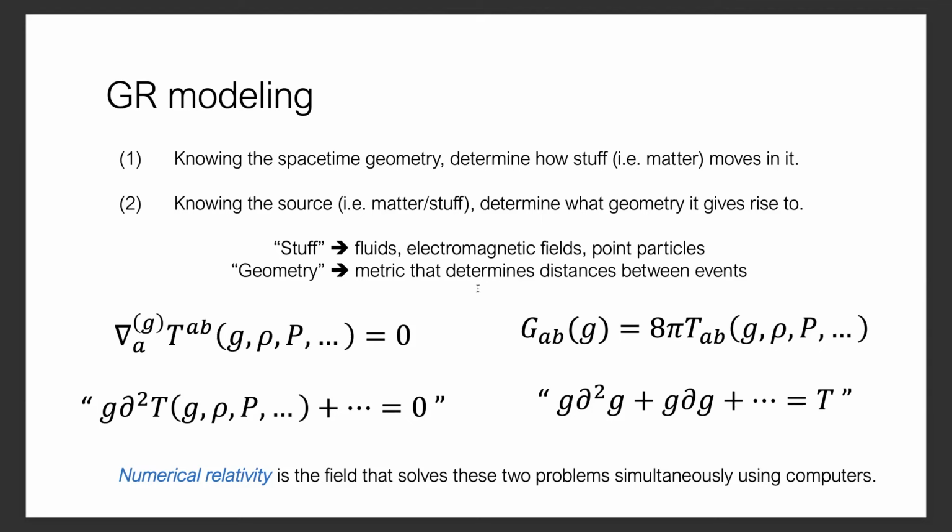By stuff and geometry here, stuff means basically all the matter fields you can think of. Typically, these are fluids, but it can also be electromagnetic fields. And the sources I'm going to talk about today, as indicated by my title, are point particles, which are very useful approximations to very complicated stuff that exists in the universe. And by geometry here, I really mean a so-called metric. A metric is a theoretical device that allows you to determine distances between events in space-time. So this geometry is what was represented by the fabric that I showed you a few slides back.